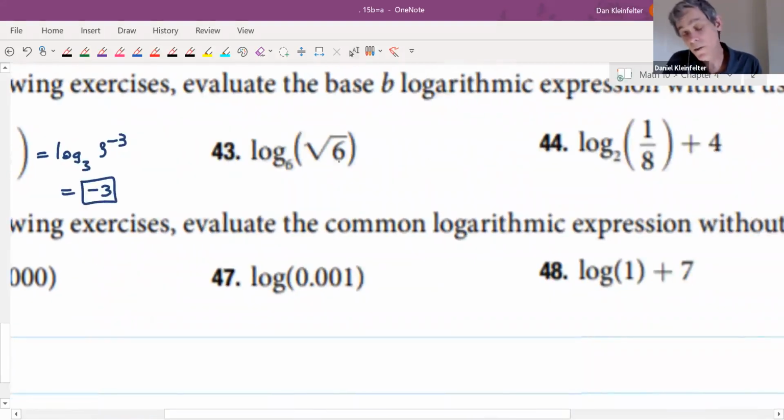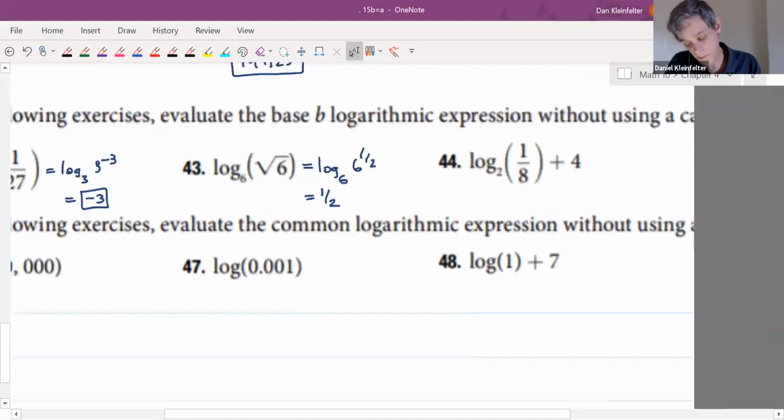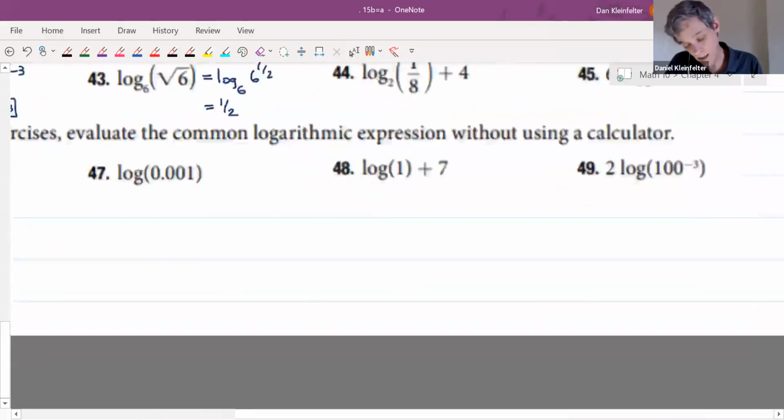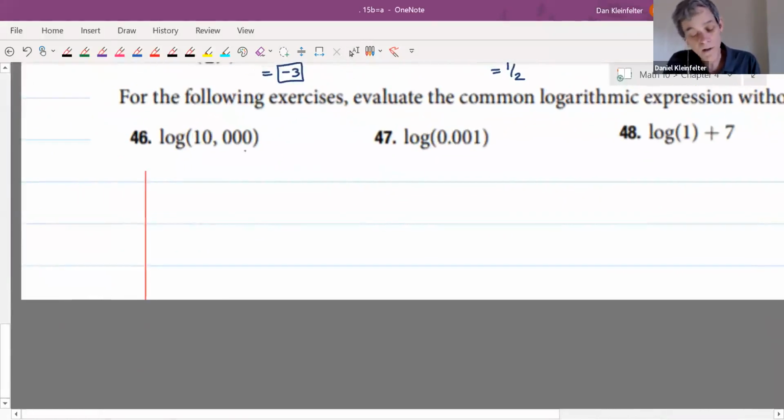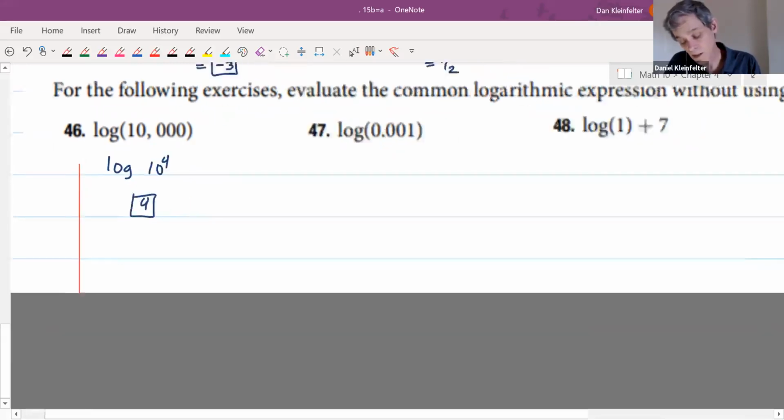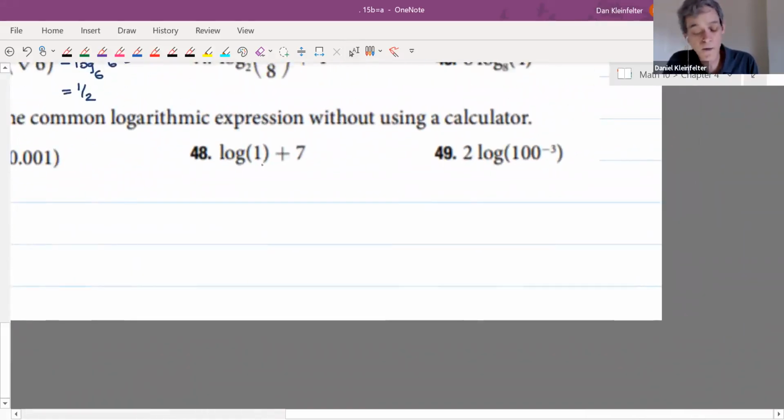Square roots are fun. Remember that a square root is the same as raising a number to a 1/2 power. So this would be the same as log base 6 of 6 to the 1/2 power. And so that is 1/2. Okay, and let's do one of these. The logarithm of 10,000, that is 10 to the 4th power. So logarithm of 10 to the 4th power will just be 4. And then let's see, logarithm of 1 is 0. 0 plus 7 is going to be 7.